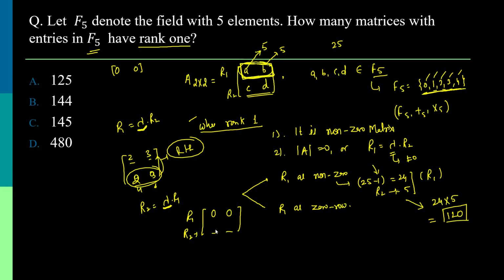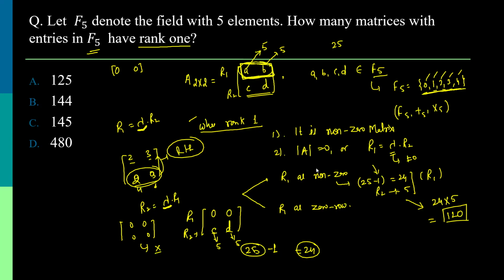Let us try to see it. This is C and D. Total 5 choices from F5 for each, so 25, which is 5 cross 5. But in 25, (0, 0) is also there. What will happen if I take C and D as 0, 0? In this case, the matrix will not have rank 1. But the question is asking for rank 1. So 25 minus 1, subtracting the case when CD is 0. So how many cases come out? 24.